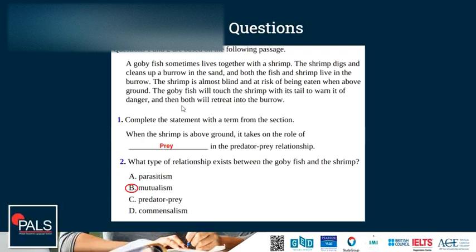The shrimp builds and digs the burrow in which both goby and shrimp can seek shelter. The shrimp is blind and thus at very high risk of being found and eaten by a predator above ground. So the goby fish will warn the shrimp by touching it if a predator is nearing. In this way, both goby fish and shrimp benefit from their relationship.